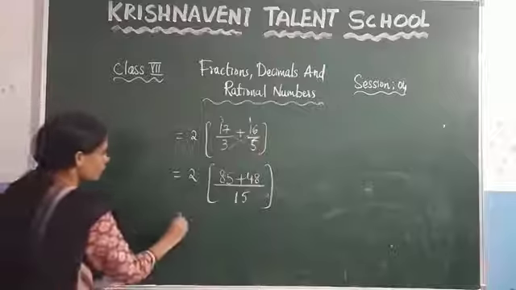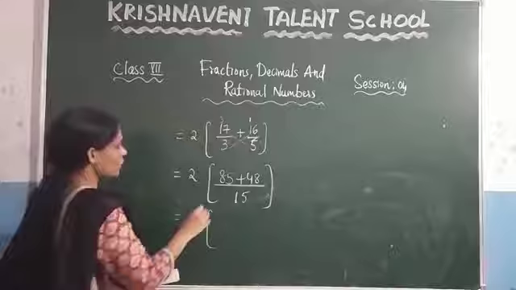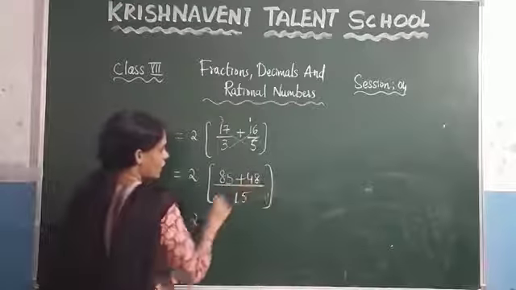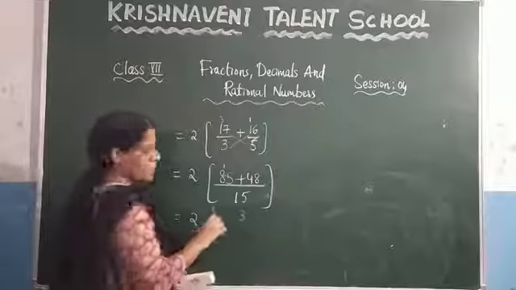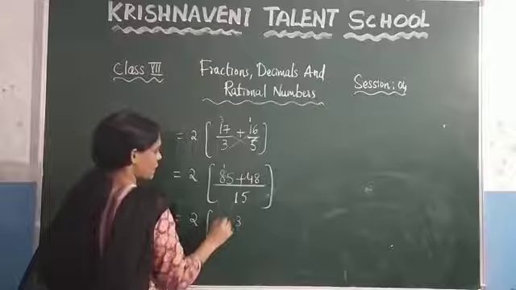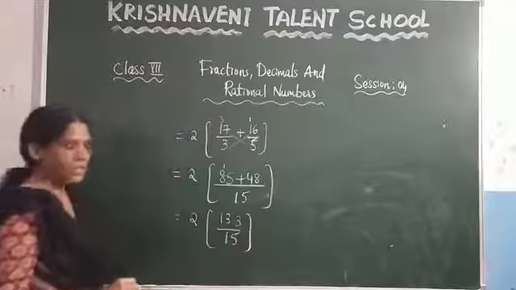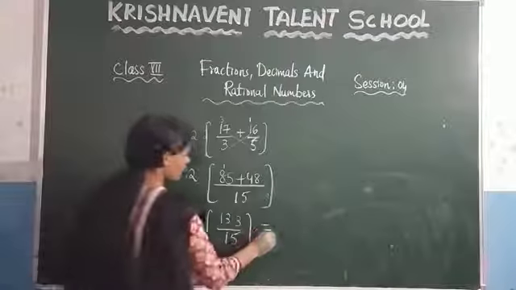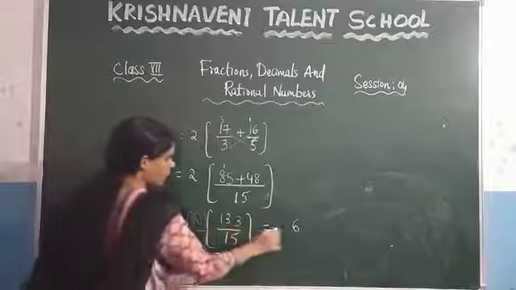Now we need to add the numerators. After adding, what do you get here? 85 plus 48. 8 plus 5 is 13, then 8 plus 4 is 12 plus 1, which is 13. So 133 by 15. Now you can multiply these two values. If you multiply, what do you get here? You will get 2 into 3, which is 6. Similarly 2 into 3, which is 6.